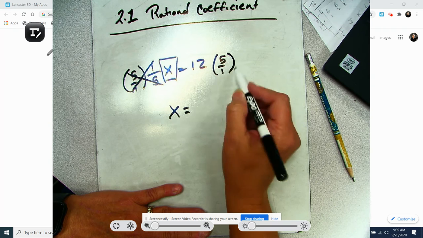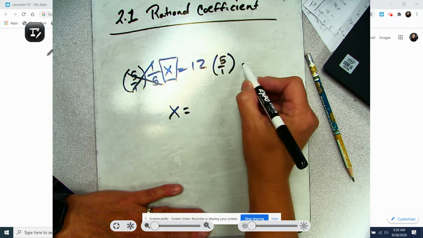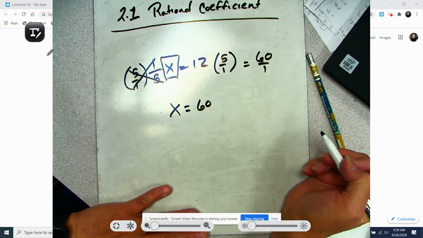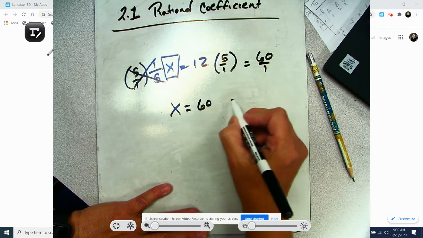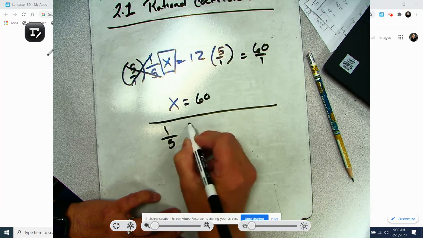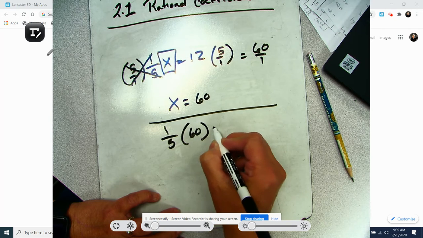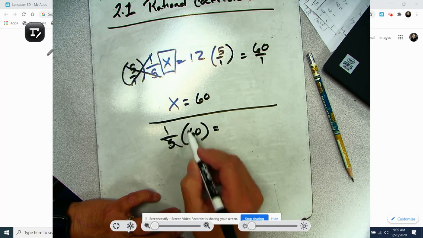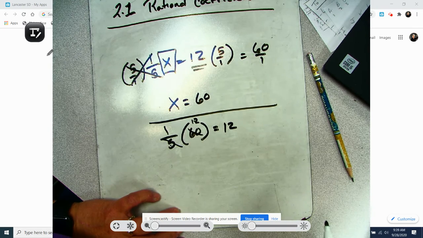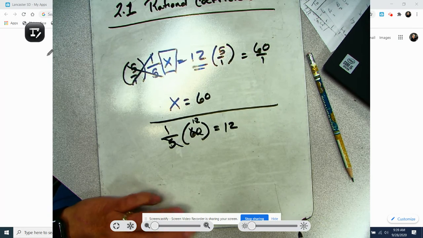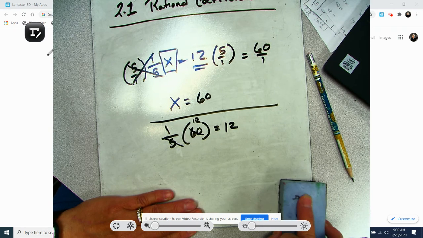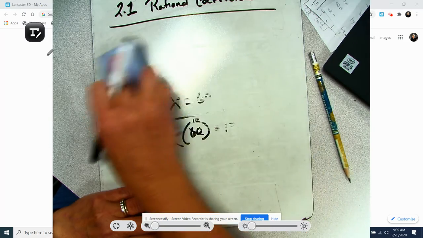In this case, you're going to multiply 5 times 12, and that's going to give you 60 over 1, or just 60. How do I know this is right? Because if I go back to my original equation, and I take my 1/5 times x, 5 goes into 60 12 times. 12 times 1 equals 12, which is what I said. I can check my work, and I know I'm right because the math works out. You should never wonder if your answer is correct. Go back and check.